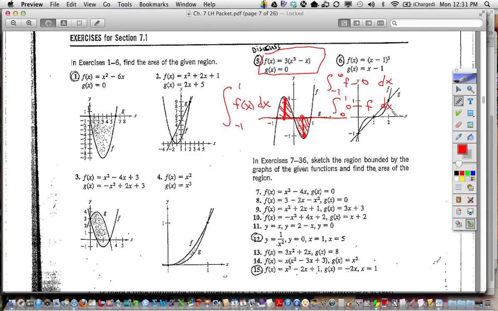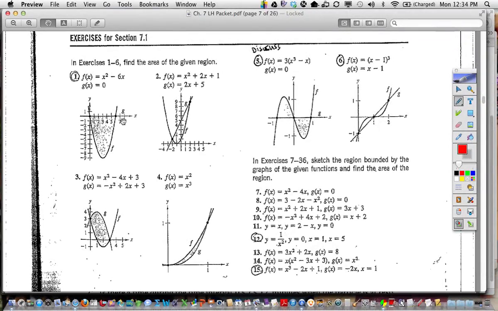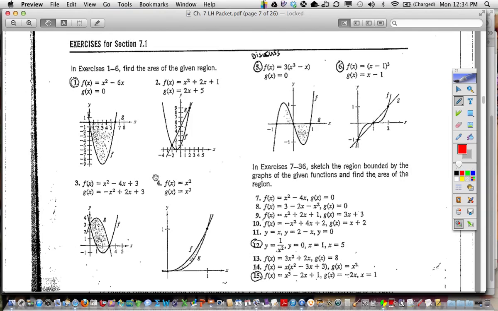So hopefully you can see a connection there between how we're doing this area between curves and how it's that same thing when we use these integrals to get distance from velocity and set up integrals doing that. Okay? All right, so just important kind of idea there.